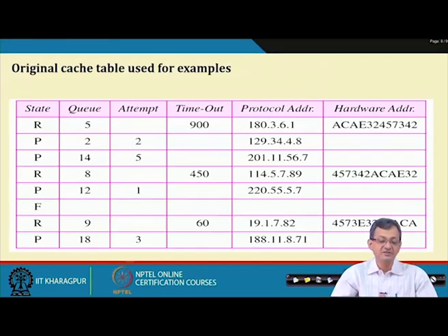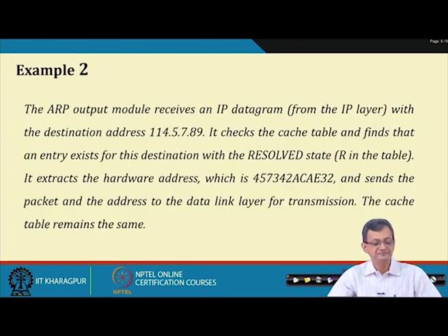Typically, in an original cache table, for example scenarios, we say the state is resolved, the queue is 5, the timeout time is 900, after which it will be flushed out, the protocol IP is this, and the hardware address is there. If a request comes in and the entry is pending, it is still pending, and the timeout period is going on. After the timeout period goes off, the cache is flushed out. That is an older version of things.